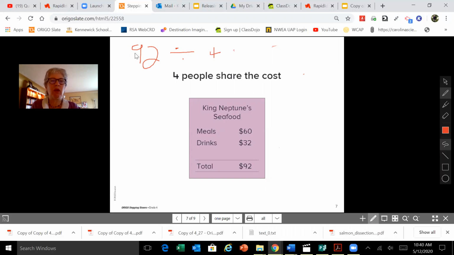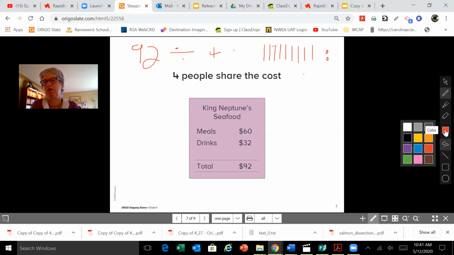And we've done this in class, so I'm going to draw 90 with 9 rods. So I've got 3, 4, 5, 6, 7, 8, 9. And then I'm going to show my 2 ones as 2 little dots. Okay. Now what I'm going to do is I'm going to divide this evenly among 4 people. So this means 4 groups. So I will do this by basically crossing out and then redrawing it.